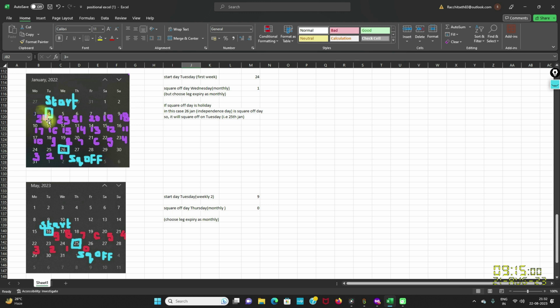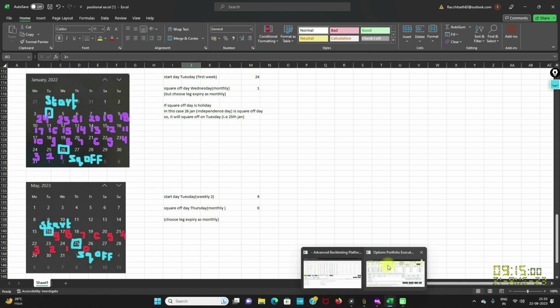So I want to start my positional portfolio on Tuesday of the first week expiry. So this is the Tuesday, and that's the reason I have marked it here as my start day. And this is Wednesday where I want to square it off, and that too monthly. So this I have marked as the square off day. Now what you have to do is, because in Nifty and Bank Nifty Thursday is assigned as 0 and Wednesday as 1, herein I will just mark 1 and then count backward. So 1, 2, 3, 4, 5, 6, 7, 8, 9, 10 and so on till the start date. So the start day has been assigned as 24 and the square off day has been assigned as 1. So 24 will be the start day and 1 will be the square off day.